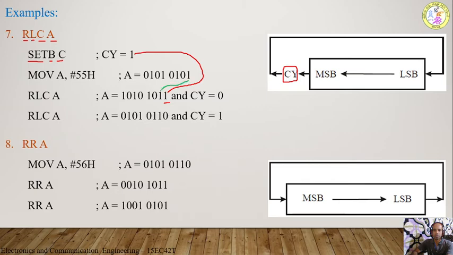Now this 1 will come and occupy this position. This 0 will come and occupy this position. And the next one will come and occupy this position. And this 0 will come and occupy this 0. And this one will come here. And this 0 will come and occupy here. And this one will come and occupy here. Whereas the MSB bit 0 will go to the carry flag. Therefore, the MSB bit 0 will come and occupy the carry flag. So this is the new content of the accumulator.